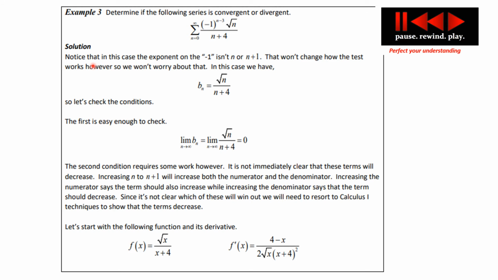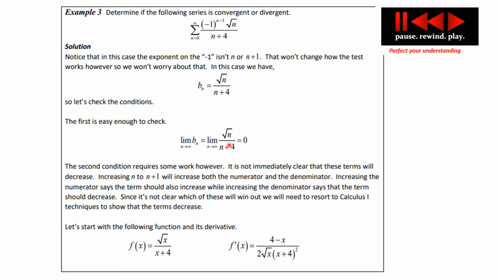Notice that in this case, the exponent on the minus 1 isn't n or n plus 1. It's n minus 3, but we do realize that as n grows, this will alternate, so that's fine. So let's check the conditions. And moreover, the b sub n's, if you strip out the alternating component, are positive. And so now we need to know, is this decreasing? And we also need to know, is the limit equal to 0?